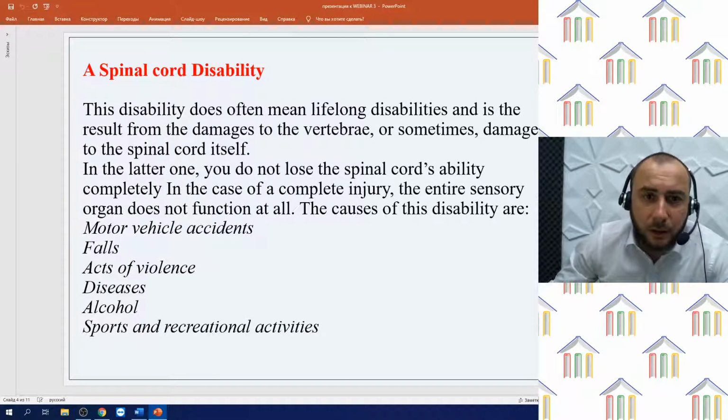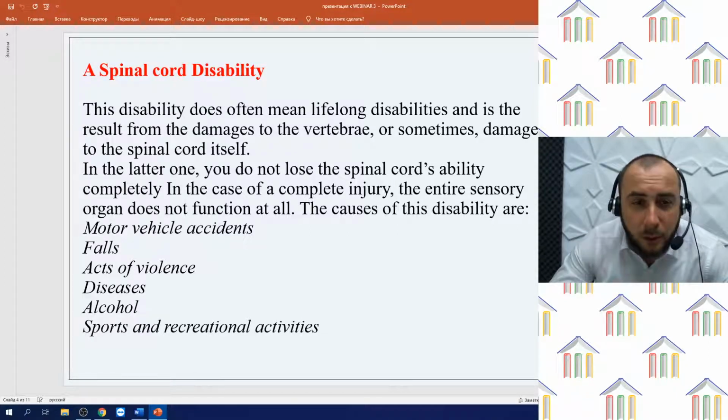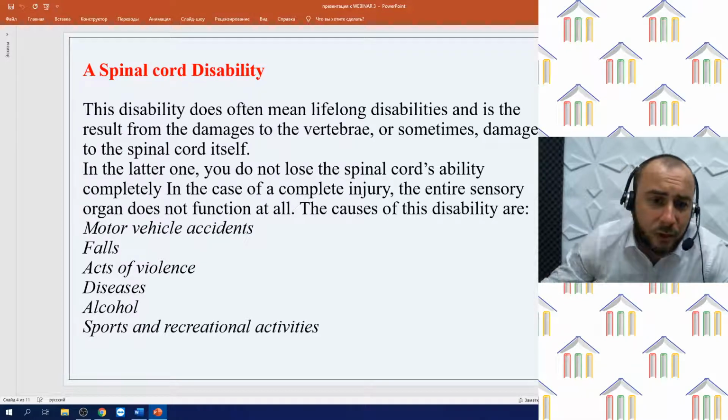A spinal cord disability. This disability often means lifelong disabilities and is the result of damage to the vertebrae or sometimes damage to the spinal cord itself. You have two categories here depending on the extent of the damage, complete or incomplete. In the latter one, you do not lose the spinal cord's ability completely. In the case of a complete injury, the entire sensory organ does not function at all. The causes of this disability are motor vehicle accidents, falls, acts of violence, diseases, alcohol, sports and recreational activities.